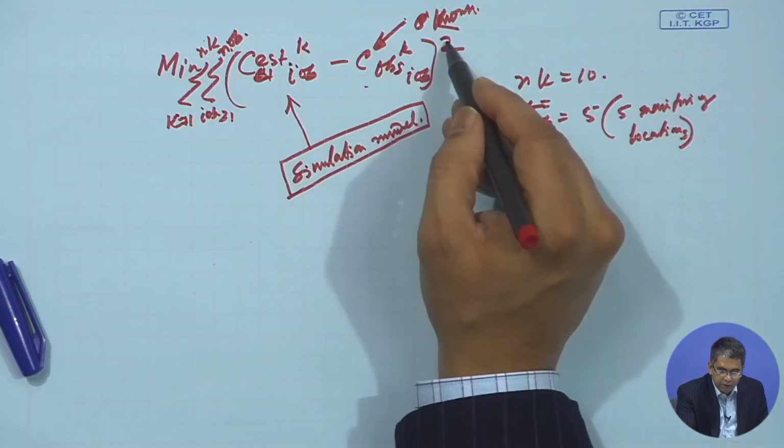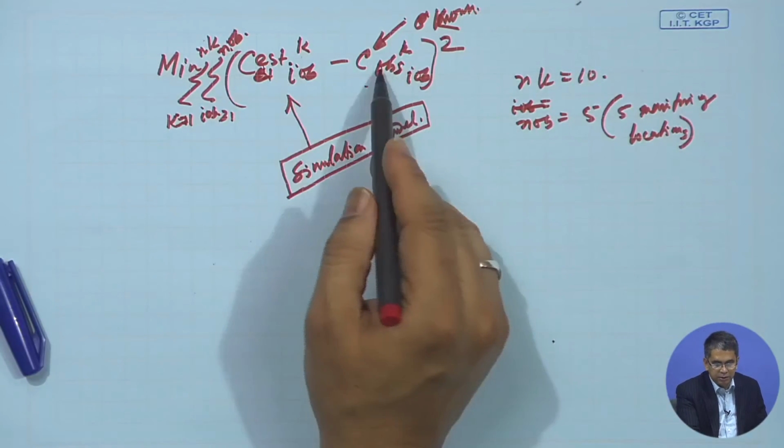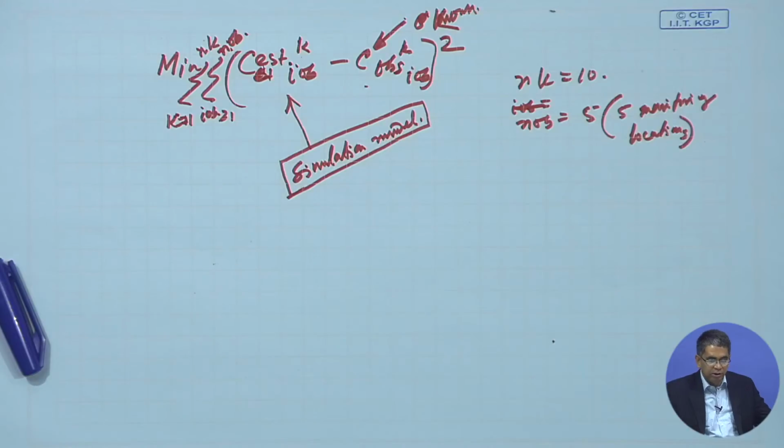Again, I am using a square, so that plus and minus values do not cancel. This is greater than this, it will be plus, this smaller than this will be minus. So, you sum it up, it might become 0, but it does not mean there is actually no difference. Okay. So, therefore, as I said, you can use absolute value also. Fine.